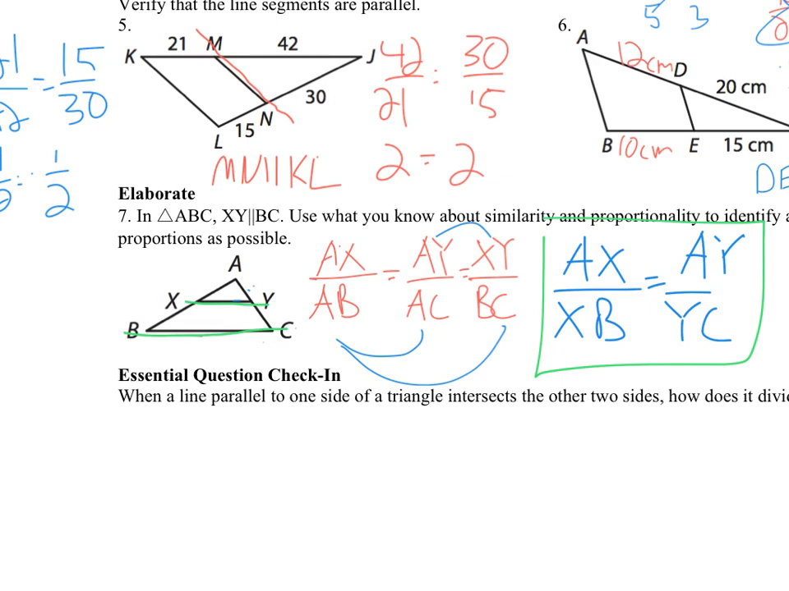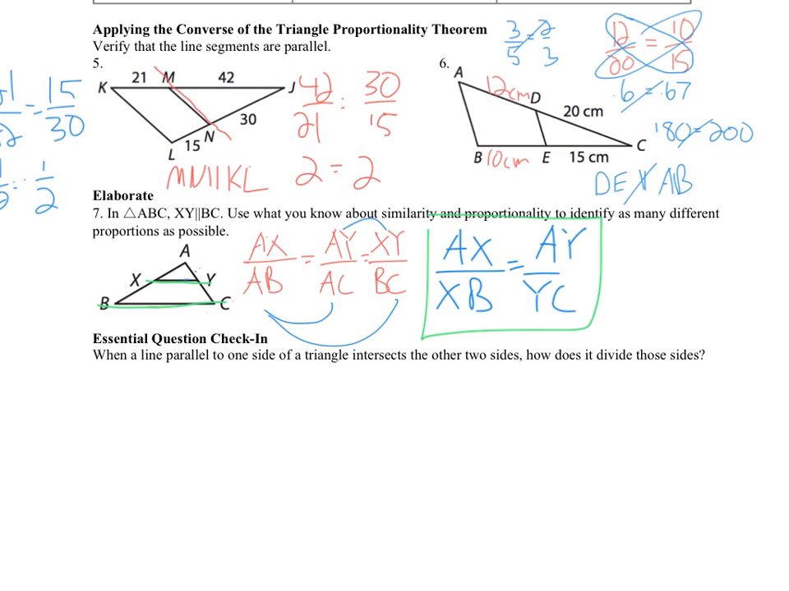All right. Now, our essential question to finish. When a line parallel to one side of a triangle intersects the other 2 sides, how does it divide those sides? And you should be able to answer that with one word. Look at your theorem. Our theorem is triangle proportionality theorem. Everything we've set up when we drew that line is it cuts the 2 sides proportionally.